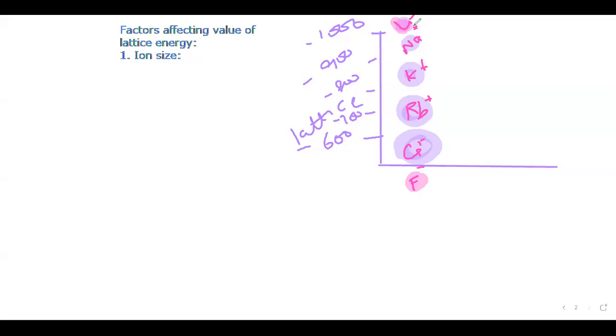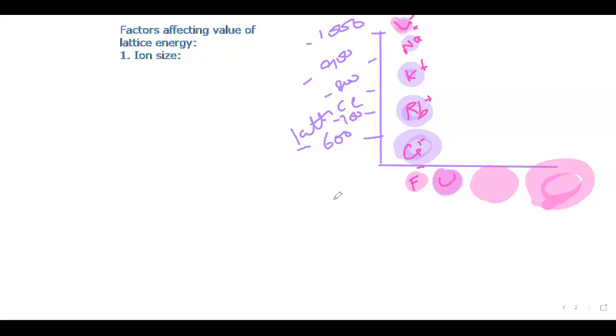Now, let's take a look at the negative ion. What is the effect of the negative ion? So the lattice energy gets less exothermic as the size of the anion increases, meaning that I'm going from fluoride to chloride. From chloride, I'm going to bromide. And from bromide, I'm going to iodide. And then I can go down further as well. I can go up to astatine, but I'm not doing that.